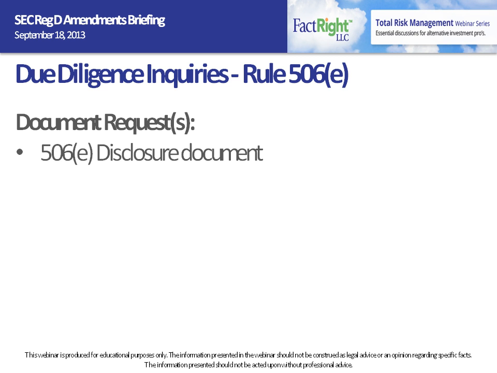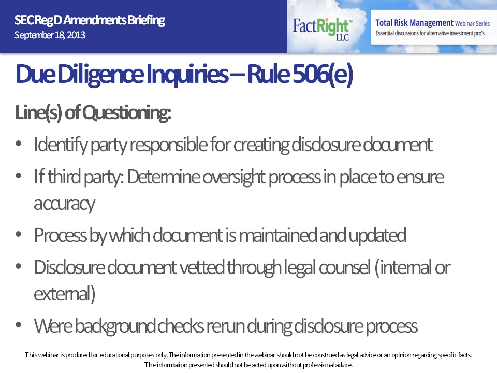We also now always request the required 506E disclosure statement from the issuers, but then we also ask due diligence around this document. We ask that they identify the party responsible for creating that 506E document. If that party is a third party, we ask and determine if the oversight process in place ensures accuracy in that document. And again, we check that against our own background checks. We also look into the process by which the document is both maintained and updated. Who maintains it? How often is it updated? How often is it reviewed and revised, etc.